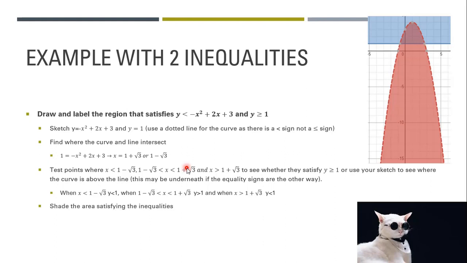Then the final step is to shade the areas satisfying the inequalities. So this, again, I've used Desmos for the graphs in this. And you can see here, the blue bit is satisfying the bit above the more than or equal to 1. The red bit satisfies the region where y is less than minus x squared plus 2x plus 3. And the purple area, because blue and red, if you remember, is the area that satisfies both. So that is the bit you shade in the exam.